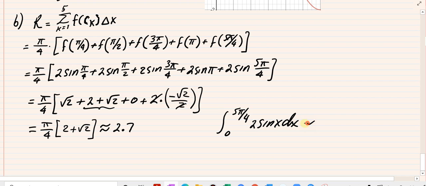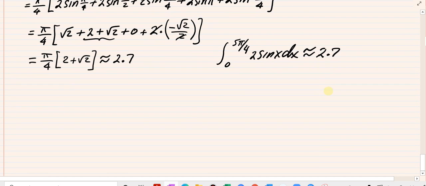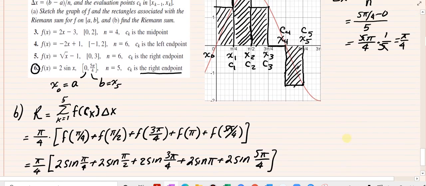This is approximately what we just found. That's approximately 2.7. It's not exactly 2.7 because we did not use the limit of the Riemann sum. We only used a finite number of rectangles in a sub-interval. Okay, and there we have it. We're done with this one.